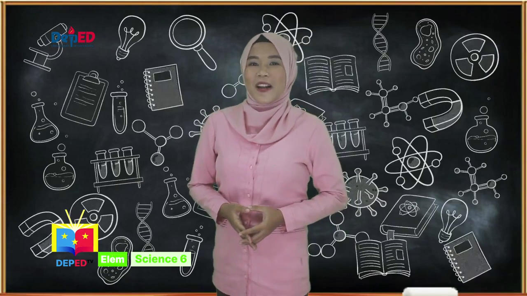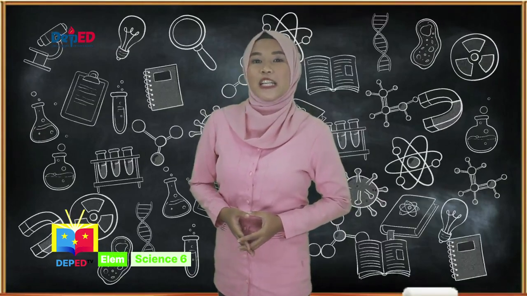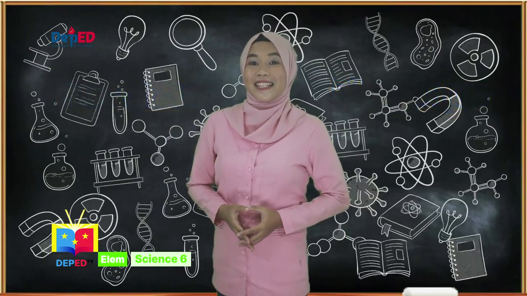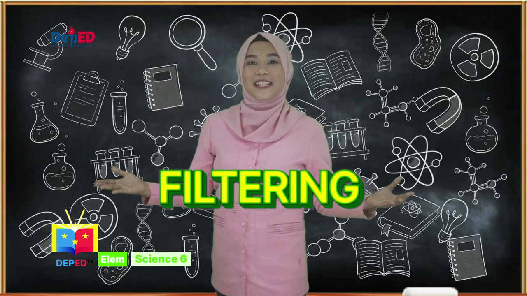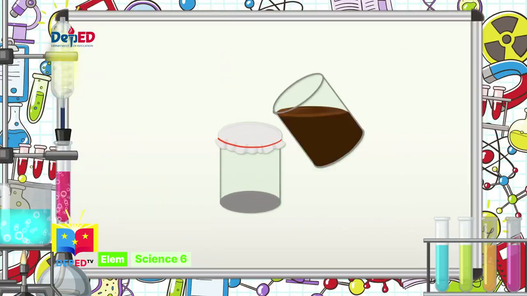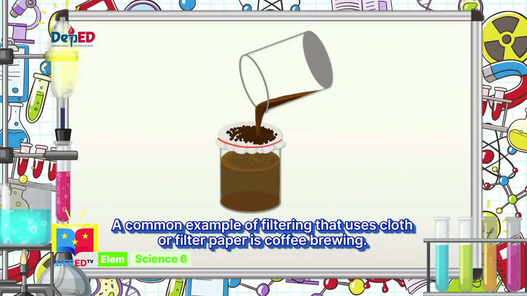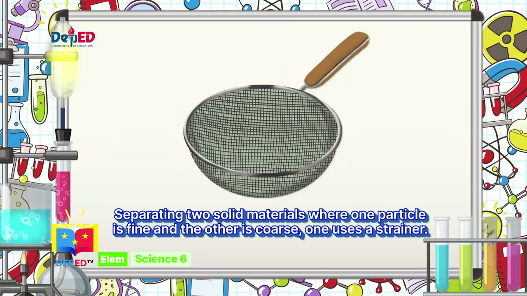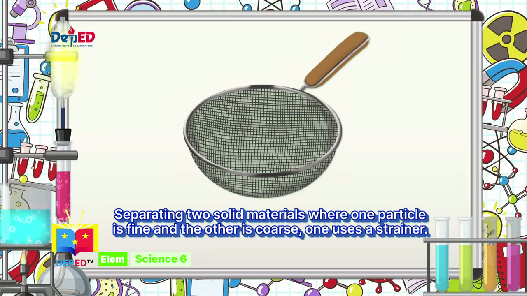The technique of separating an insoluble solid from a liquid is done with the use of a cloth or filter paper. This is called filtering. A common example of filtering that uses cloth or filter paper is coffee brewing, which is something a lot of coffee lovers are familiar with. However, when separating two solid materials, where one particle is fine and the other is coarse, one uses a strainer. This is called sieving.